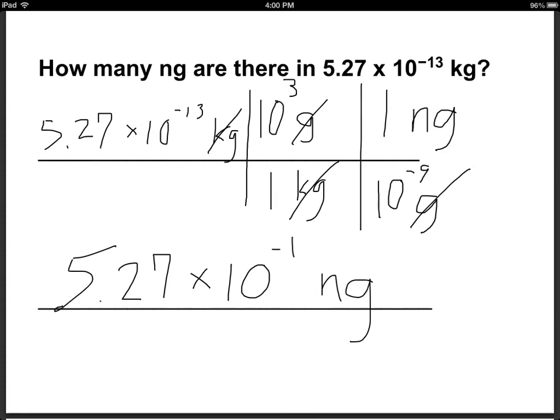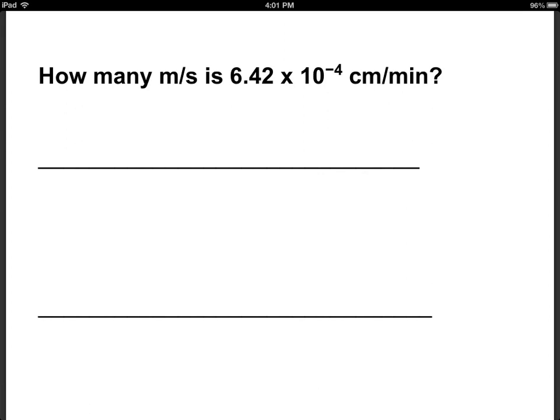There you go. Alright, so once more we're going to start with what we have been given. We have been given 6.42 times 10 to the negative 4 centimeters per minute. That means 6.42 times 10 to the negative 4th centimeters per 1 minute.